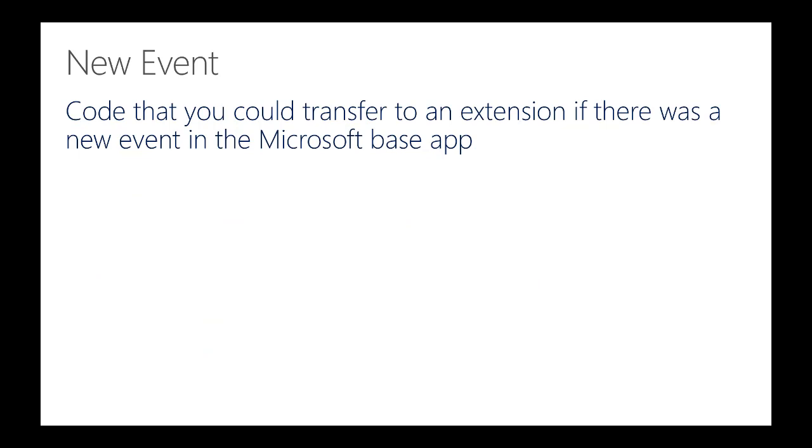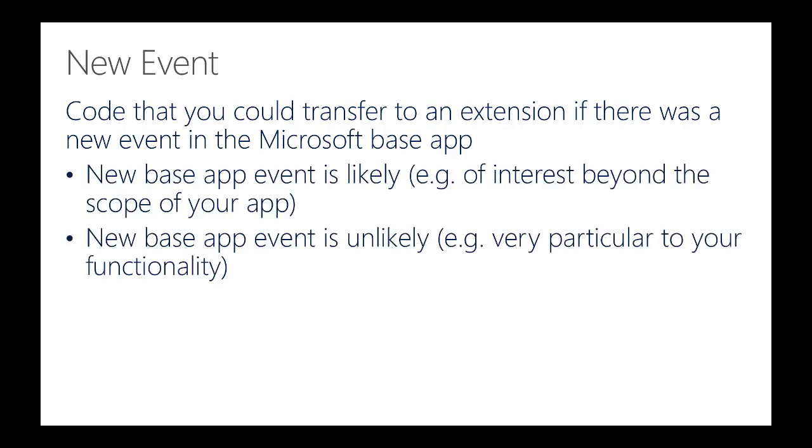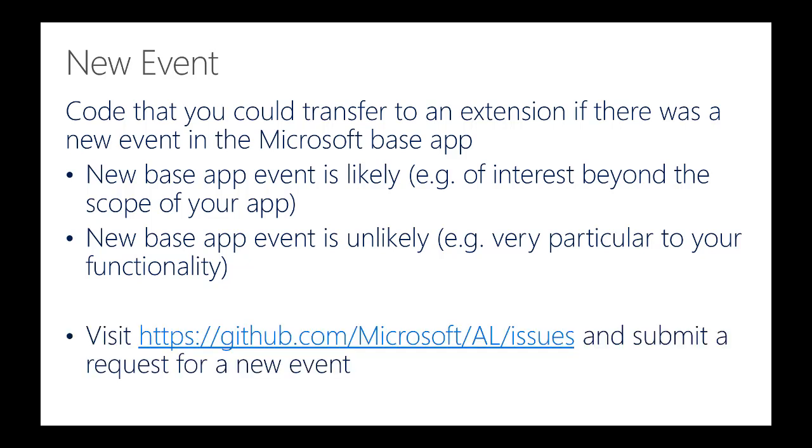So in case of a new event, that means the code that you could transfer to an extension if there was a new event in the Microsoft base app. Microsoft is likely to be willing to add an event to the base app if that is of interest beyond the scope of your particular app. A new base app event is unlikely if it's very particular to your particular functionality. So if you can't make a case of the benefit of adding that event to the greater community of app developers, then Microsoft will probably not be willing to add the event for you. But if there's a case that the base app could be improved by having this event added, Microsoft will be willing to add the event. And the key is, they're not adding it for you, but for the greater community.